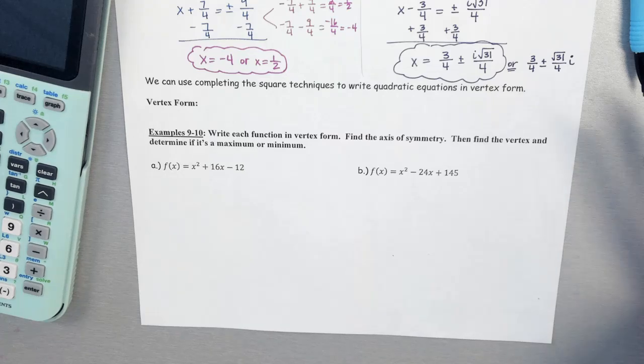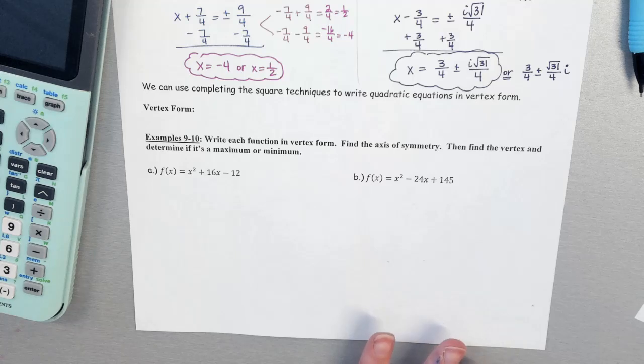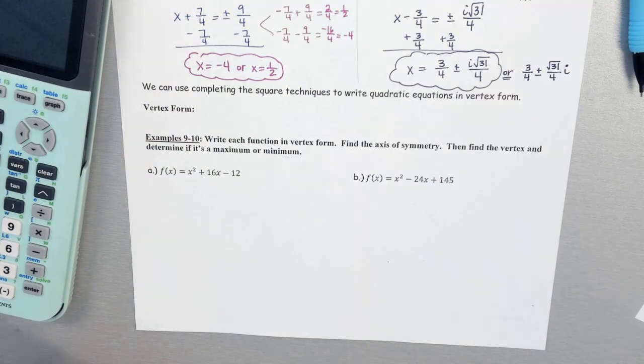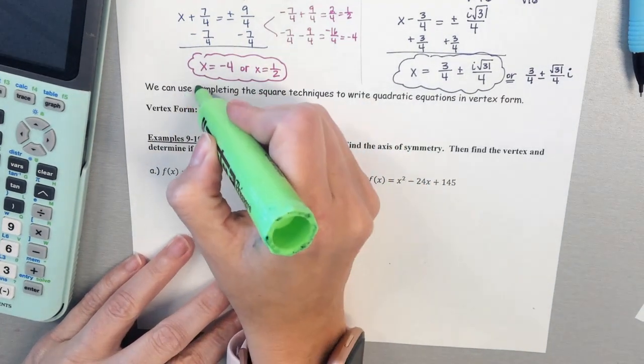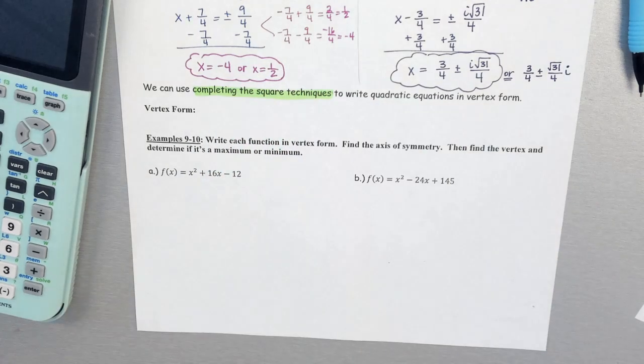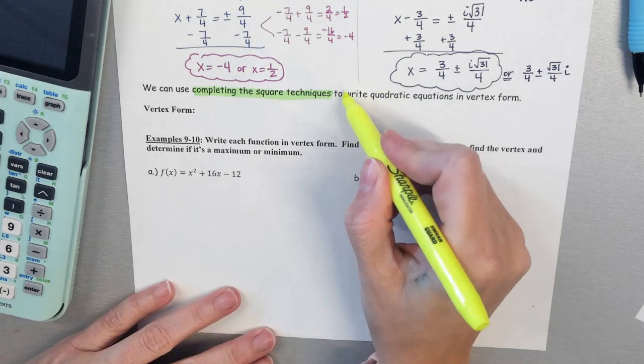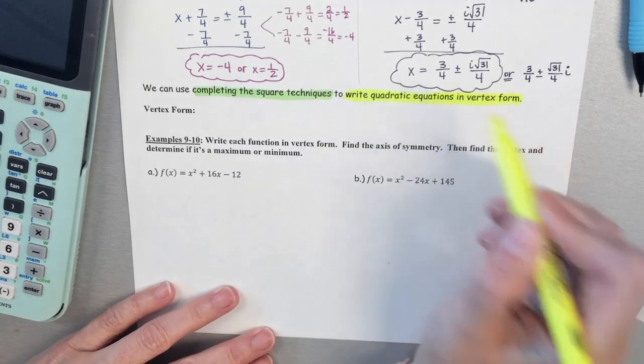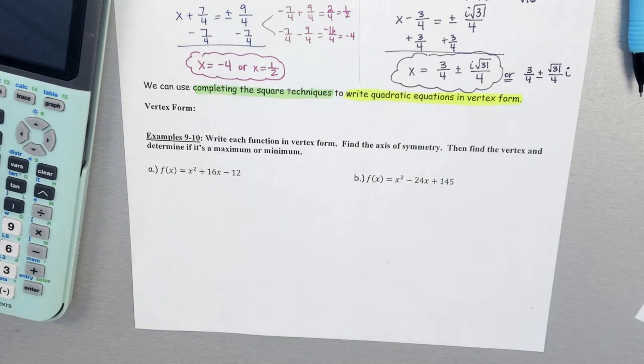Okay, now we're going to move on to an application of completing the square. So we're going to use completing the square techniques to write quadratic equations in vertex form. There are several ways to do this, but we are going to do it using the completing the square technique, since this section is all about completing the square.